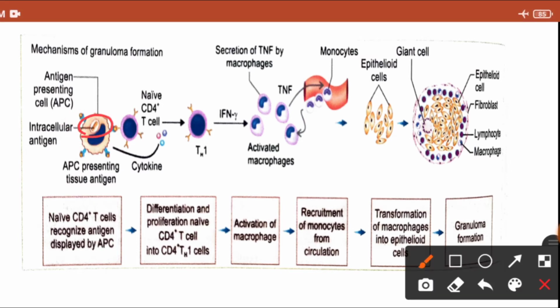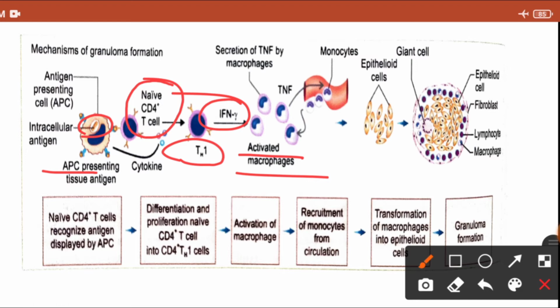Now this tubercle bacilli will be engulfed by an antigen presenting cell, and the antigen presenting cell will present the tubercle bacilli to the naive CD4 T lymphocyte, right? As we have seen, the T lymphocyte can differentiate into Th1 or Th17. Here it will differentiate into Th1. Because of differentiation into Th1, they will secrete interferon gamma. We have seen it previously, right? Th1 will secrete interferon gamma, and this interferon gamma will activate the macrophage, right?